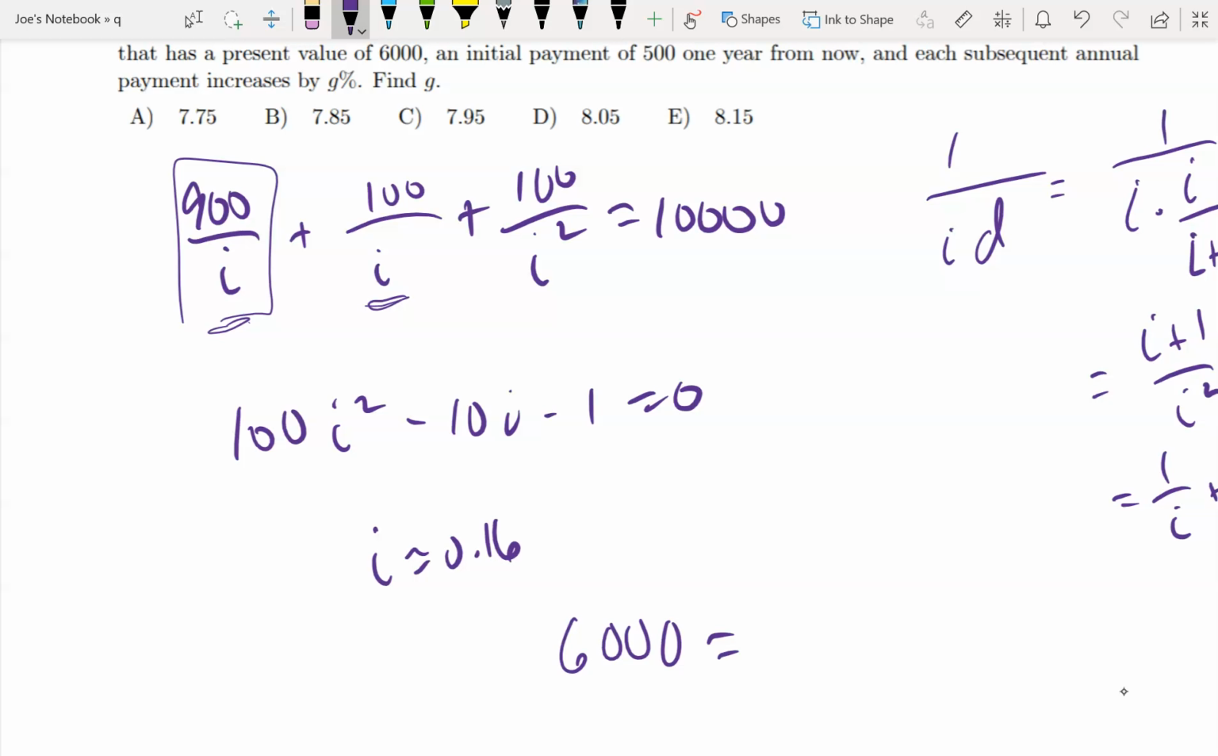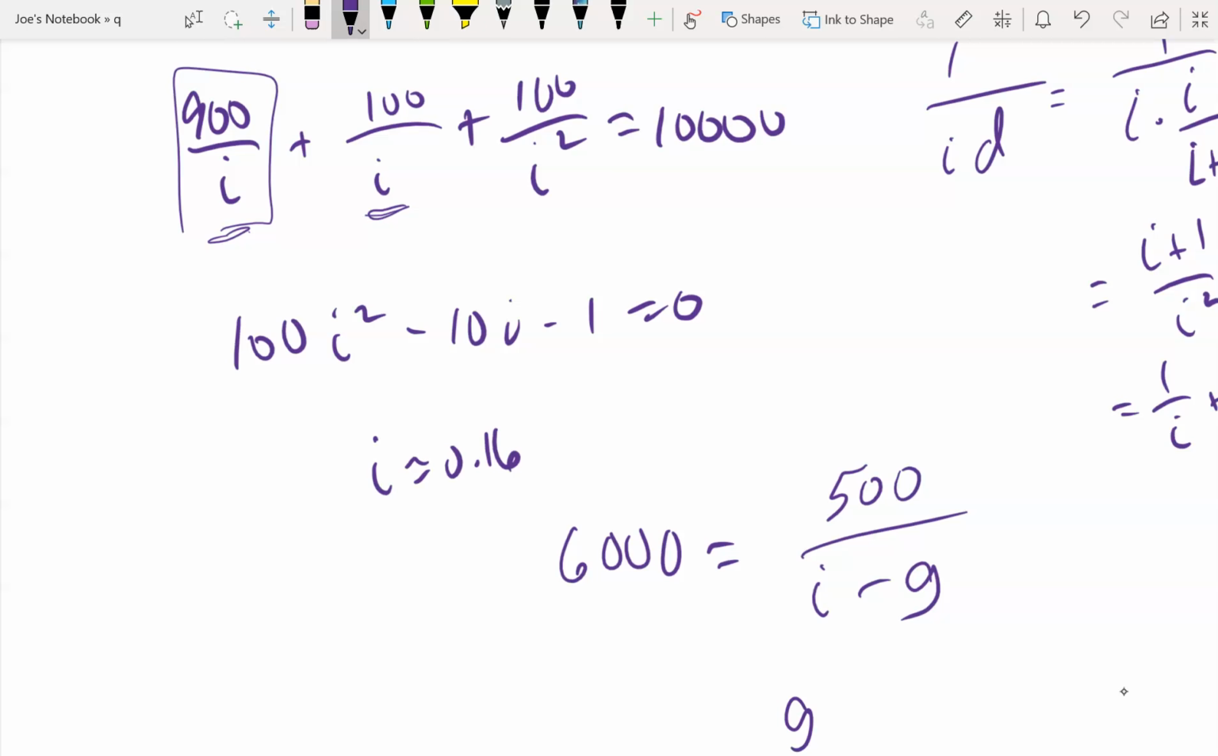We've got 6,000 is the present value. The first payment's 500. You have your I. You can solve for G. And you get, what do you get, Kelly? 7.85.